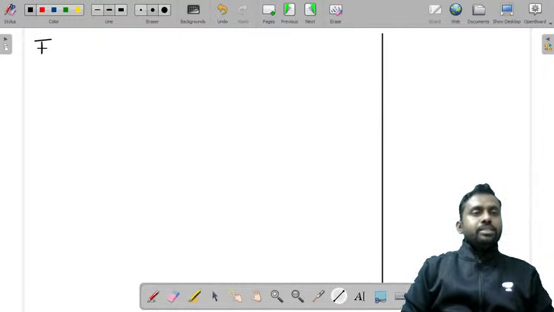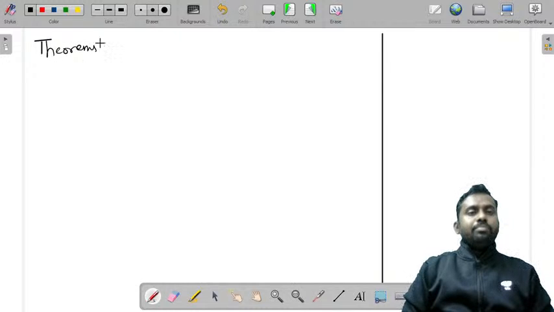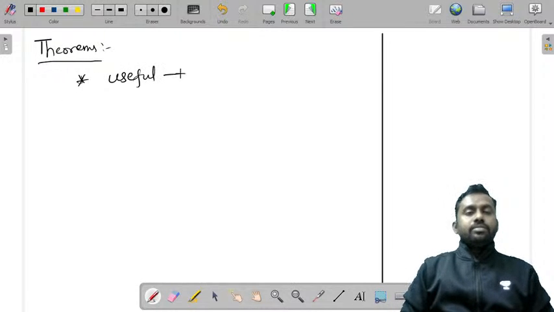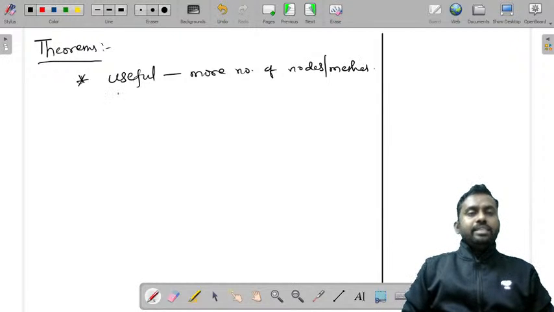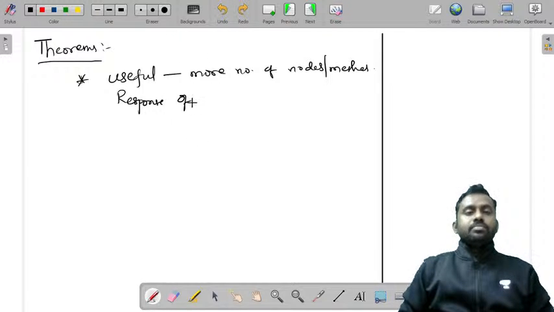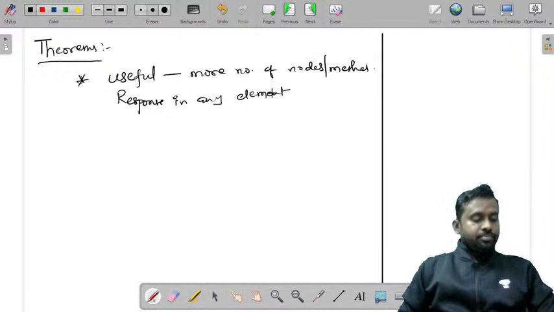So theorems are basically useful when you have more number of nodes and meshes. You'll be easily able to find the response in any element when you know.